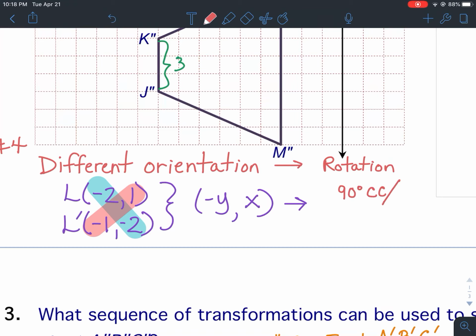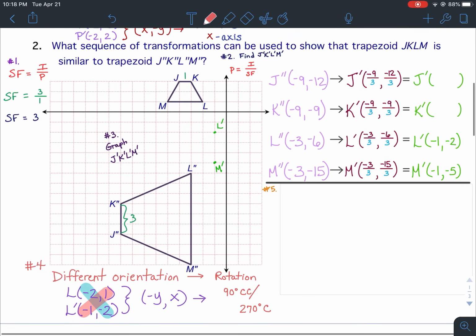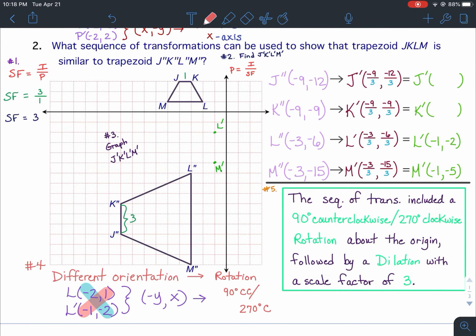270 degrees clockwise. So, our final answer for question number 2, the sequence of transformations that occurred included a rotation of 90 degrees counterclockwise, 270 clockwise about the origin, followed by a dilation with a scale factor of 3. Again, the sequence of transformations, and yes, you can go ahead and abbreviate those now. The sequence of transformations included a 90 degrees counterclockwise / 270 degrees clockwise rotation about the origin. Yes, you must include about the origin, followed by a dilation with a scale factor of 3.